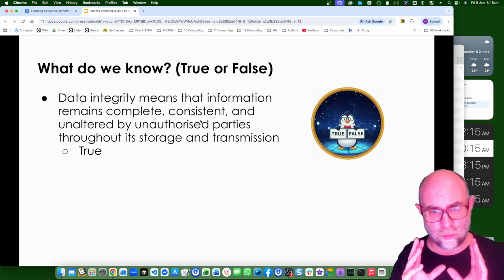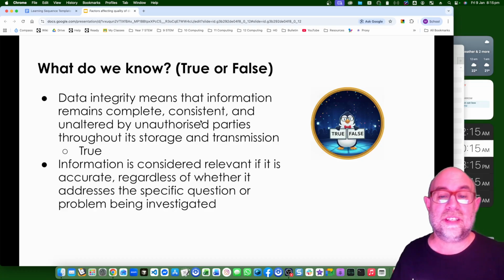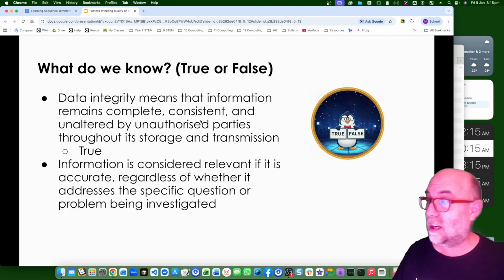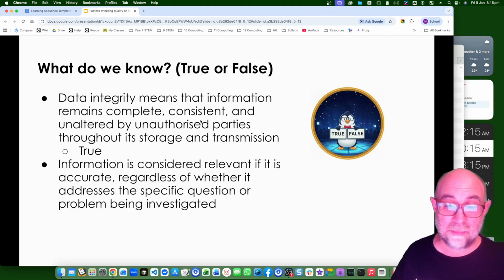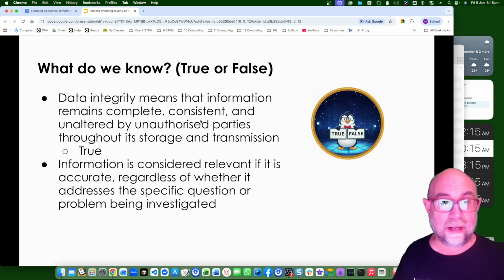Integrity means we know who made it, we know who's edited it. Information is considered relevant if it is accurate, regardless of whether it addresses the specific question or problem being investigated. Well, that's false. That's not what relevant means. Relevant isn't a measure of accuracy. It's a measure of whether it's targeted or appropriate for our field of inquiry.